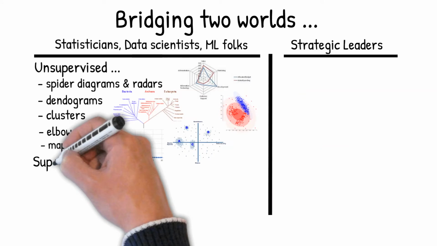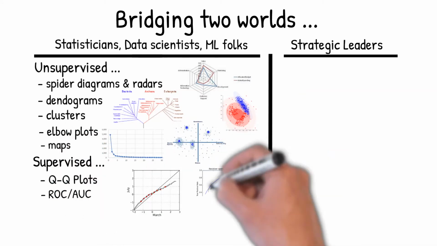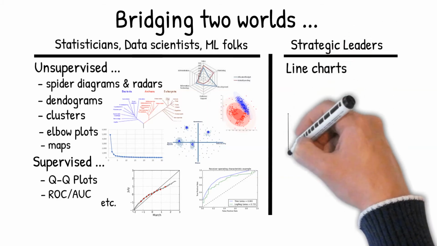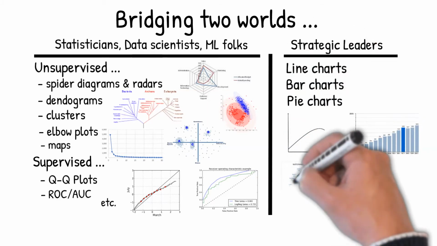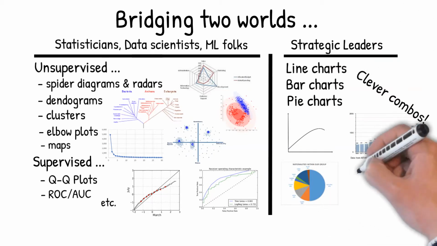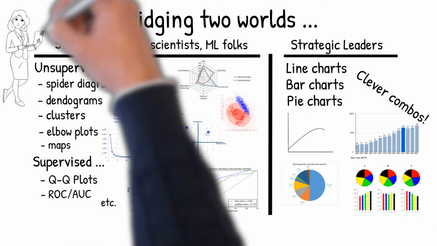Or, in the world of supervised machine learning, they might actually show a QQ plot. These are all very, very useful curves, no doubt about it. But when they're presented to the leadership, often there's a disconnection between what those graphs tell you and what leaders actually want to see. Leaders, on the other hand, are using things like line charts, bar charts, pie charts, and if they're very clever, pie charts on top of bar charts that actually form little lines. How do we bridge these two different mindsets into a single graphic?